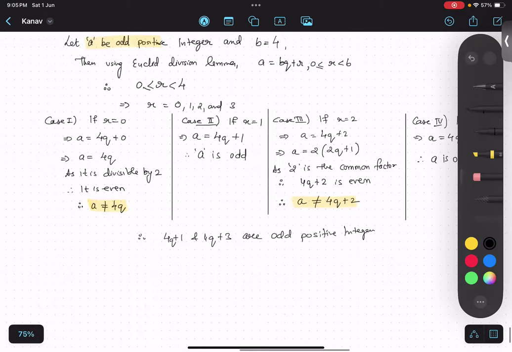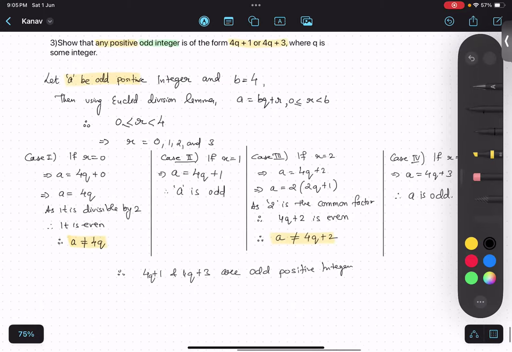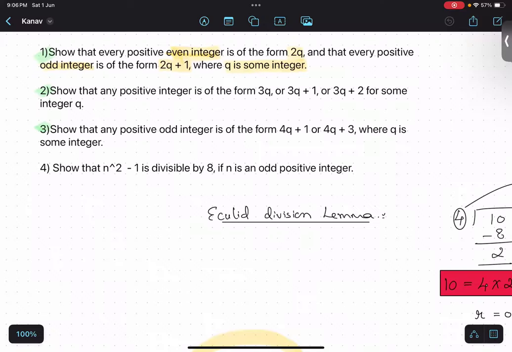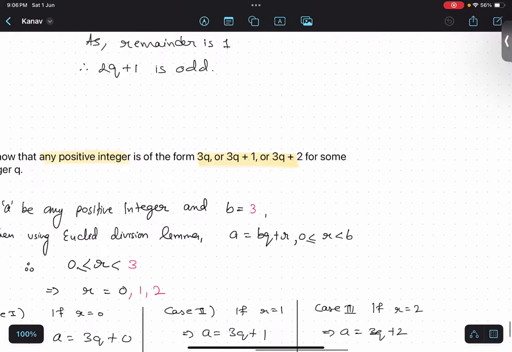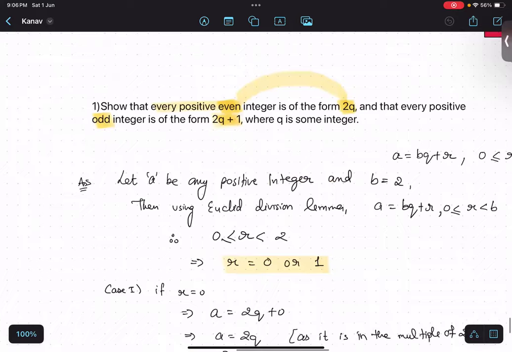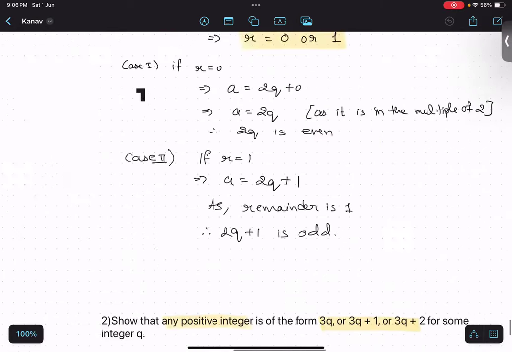So you can just copy this. One second. We'll do the last question now, the fourth question. Before that, just copy this first.